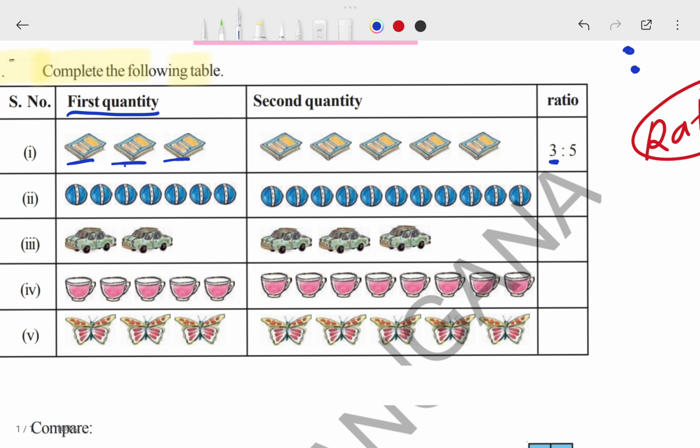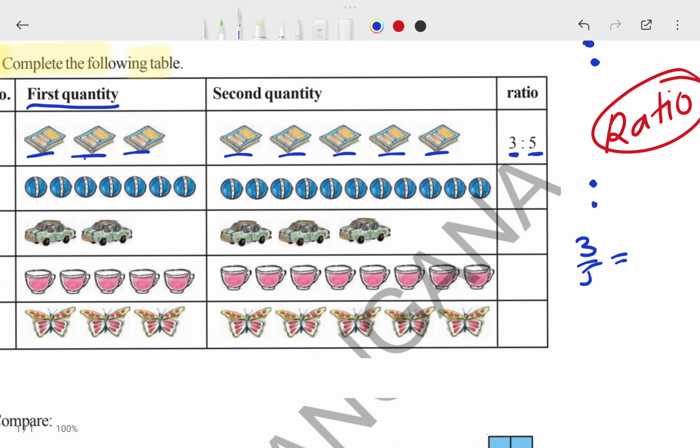After that, he put the ratio, counted 1 2 3 4 5, and then put 5. So now it means this is 3 and this is 5, like that. So what he did was put 3, then the ratio sign, and put 5, so 3:5. Okay, generally we have to do it like that only.